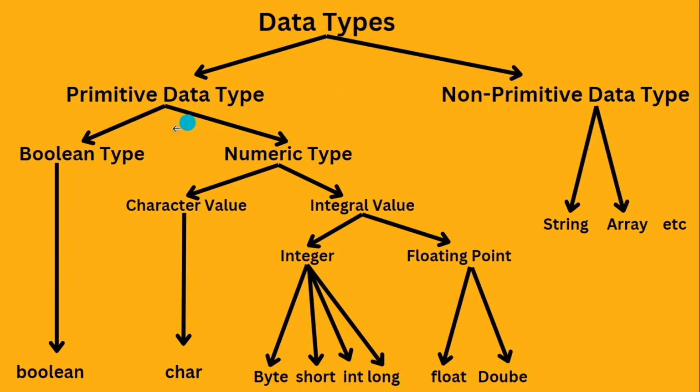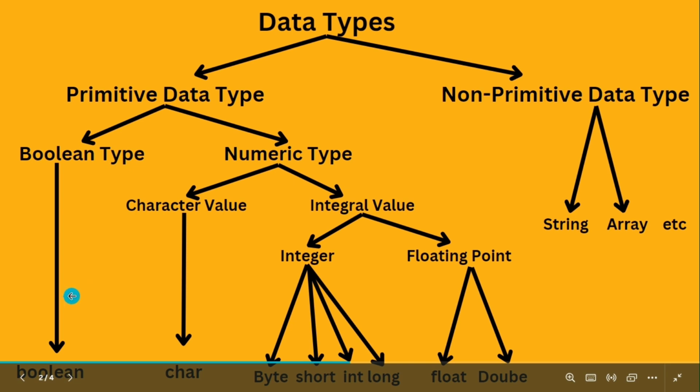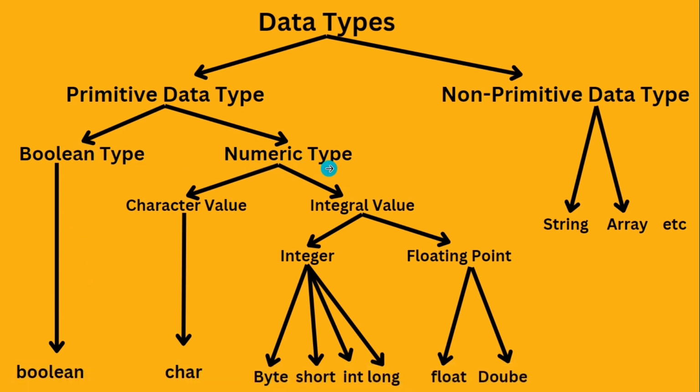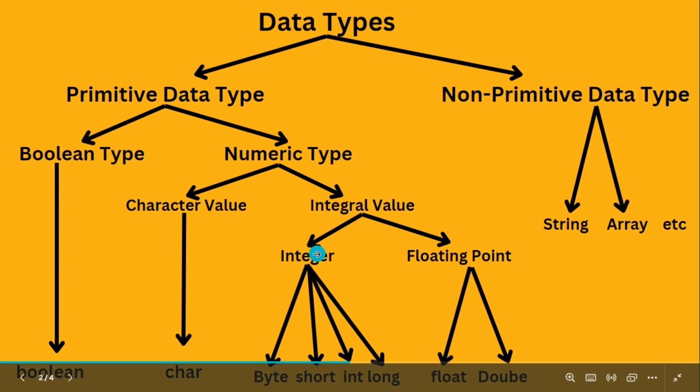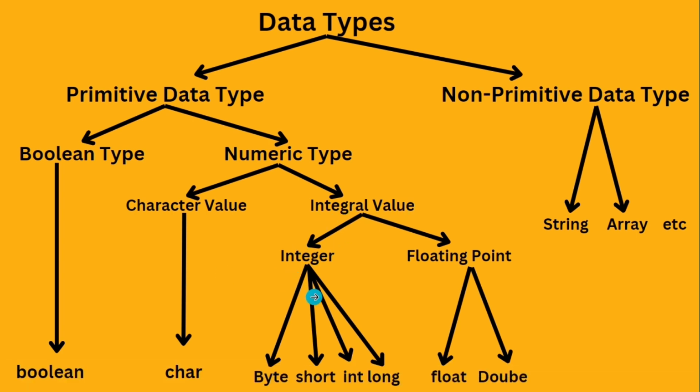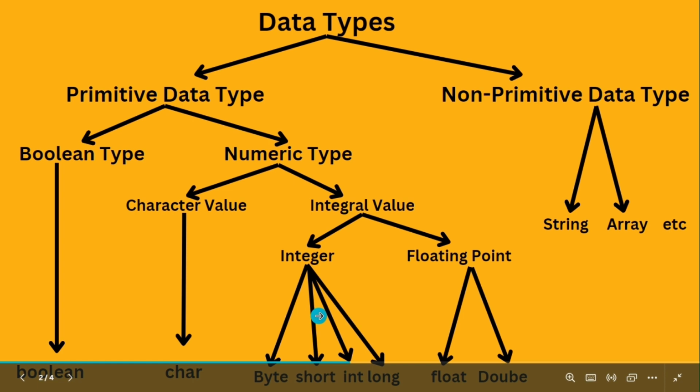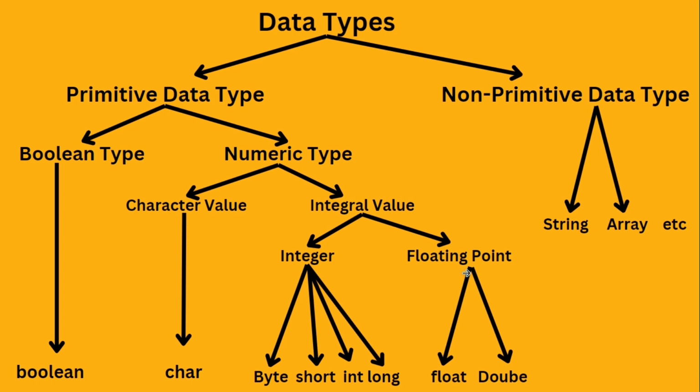In primitive data types, we have a boolean type, which stores true or false. Then you have a numerical type, which includes char, where you can put characters. You have integral values, which hold integers: byte, short, int, and long. Then we have floating point, which is float and double. The byte, short, int, and long integer values are like normal numbers, and floating point types like float and double can carry decimal values. Then you have non-primitive data types, such as strings and arrays. There are more, but we did not define them here.